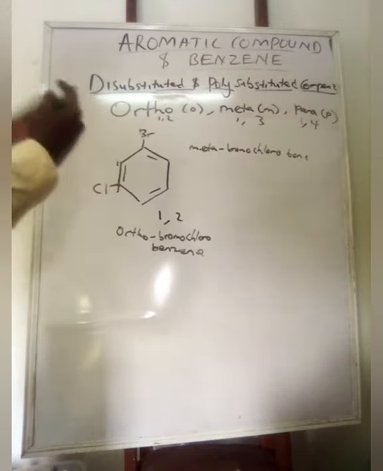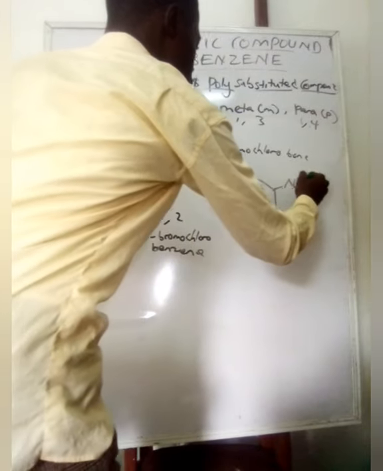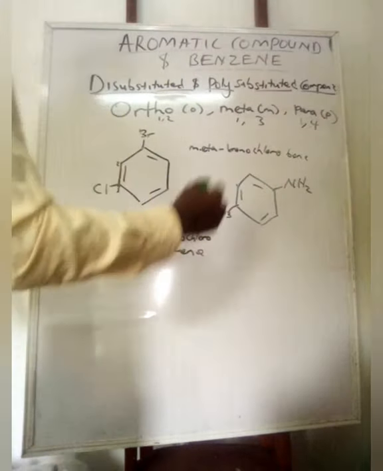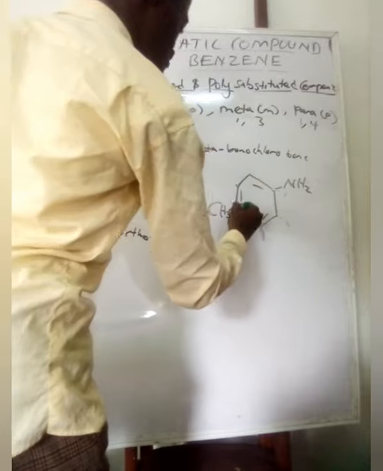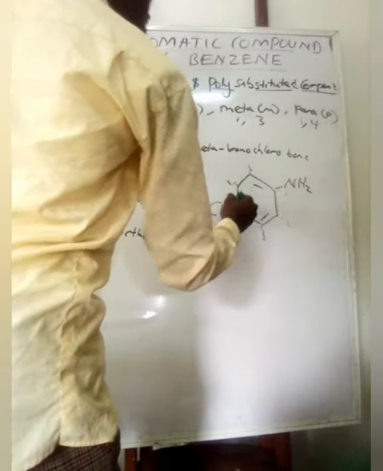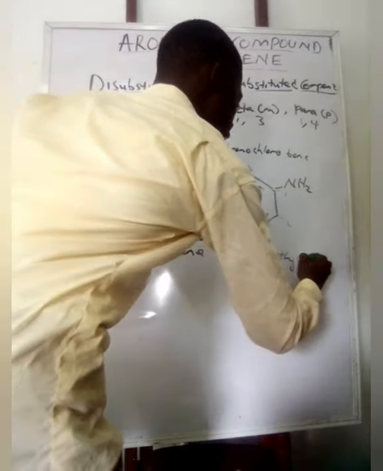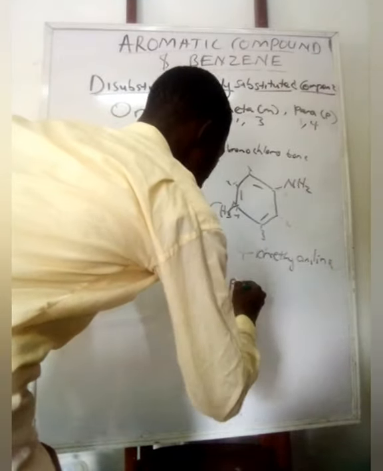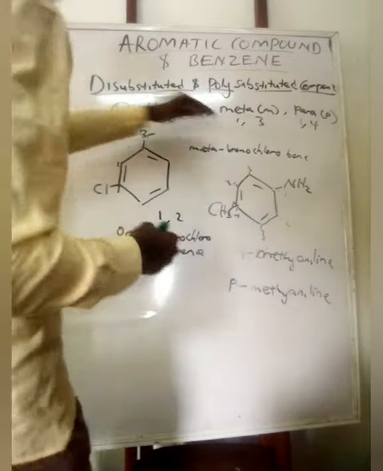There are some benzenes that have a substituent attached to it which is functional. For example, you have something like this: NH2, then CH3. Don't forget, NH2 on benzene is aniline. The substituent is called methyl. If I name it, the NH2 carbon is number 1, then number 2, number 3, number 4. So the name is 4-methylaniline, but instead of the locant you can just write para, or use only p: p-methylaniline.